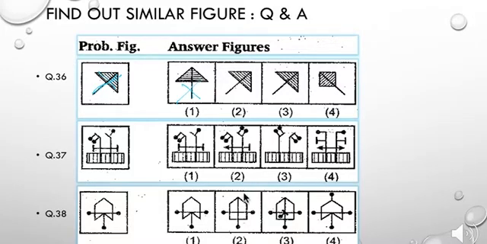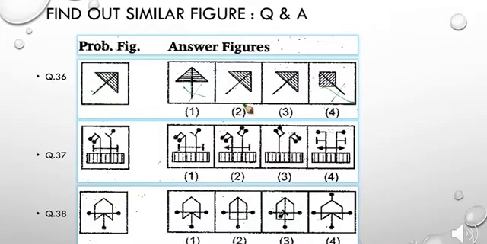Let's go to question number 36. In this question, we see that there is a problem figure given in which there is a triangular shape here, and there is one line which is given here. When we quickly see the answer figures, we see that option 1 cannot be the answer because this line and the angle of this line is totally different. Similarly, when we see option 4, we also see that the angle is not the same. So these two options are ruled out.